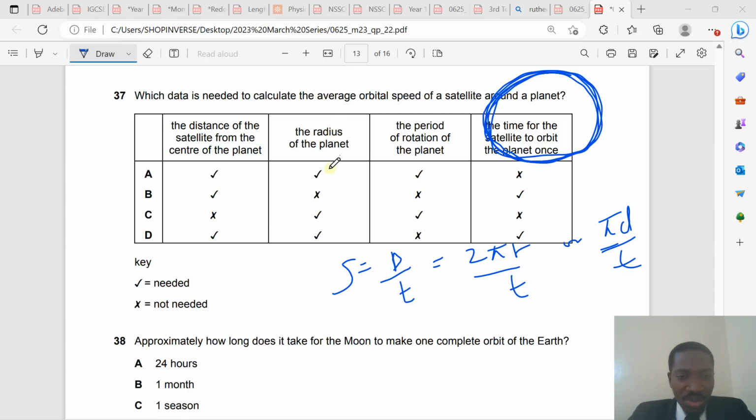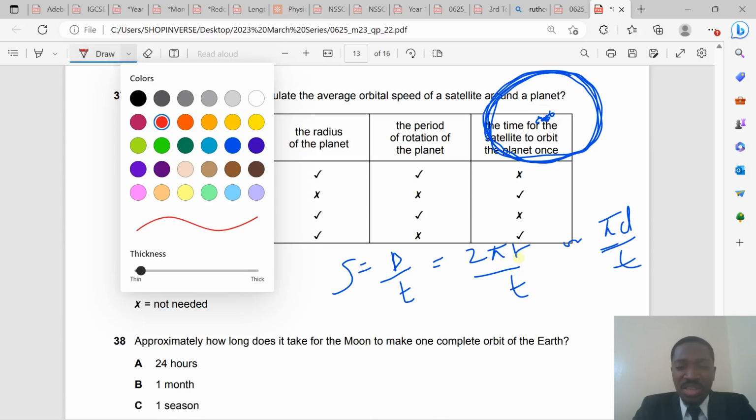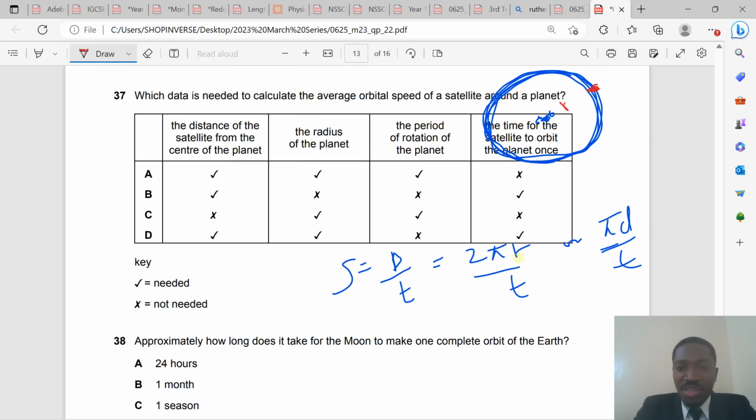Radius of the planet. We don't need the radius of the planet. This r means the distance between the planet and the satellite. Okay, let this be the satellite. So r will be the distance between the planet and the satellite. Okay, this is the planet and this one here is the satellite. So the radius does not matter, it's just the distance.